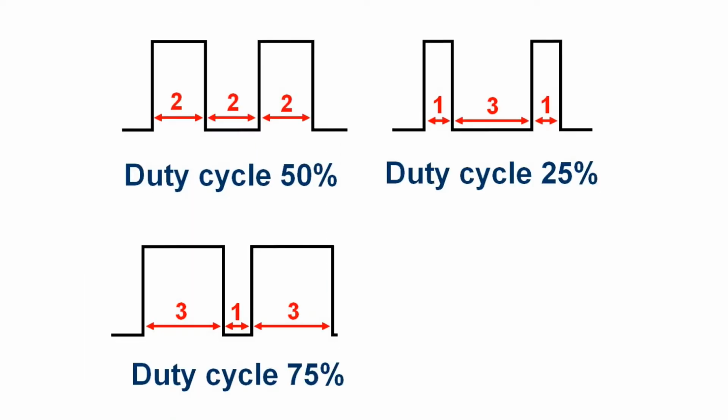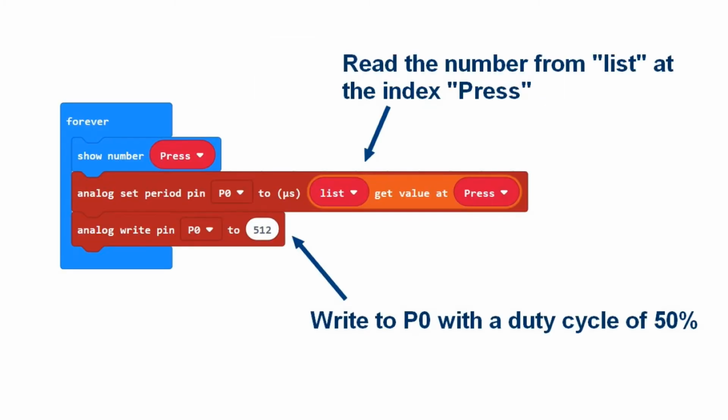The microbit must feed the buzzer with square waves. It works best if they have a duty cycle of 50%. The highest number we can write to P0 is 1023. Half of this is 512. So we can write that number in the block and we get a duty cycle of 50%.